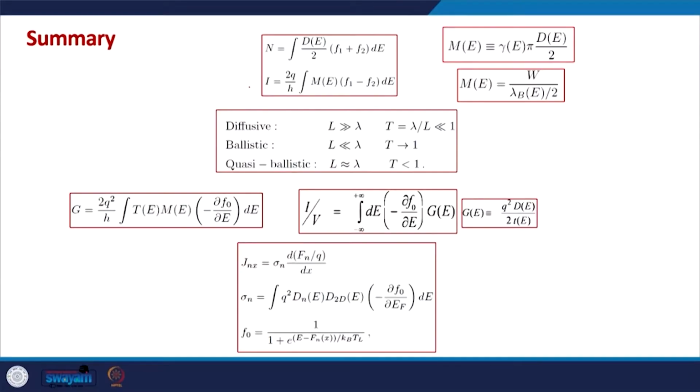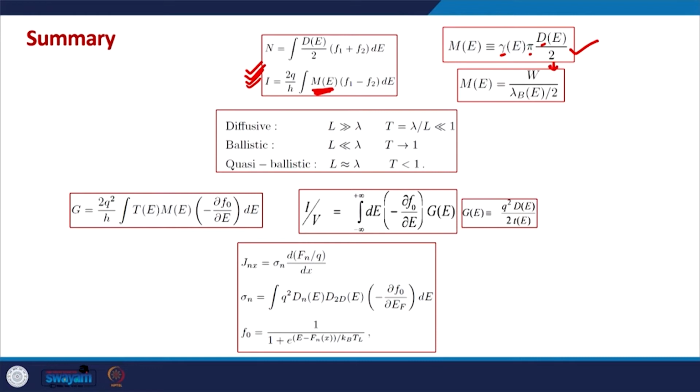Let us quickly review what we did in the last few classes. From the general model of transport, we deduced the steady state electronic population and steady state current, and the expression for them is given by these two formulas. Here, an important term is the number of modes, which is given by gamma pi D by 2, and depends on the density of states, energy broadening and the pi constant.